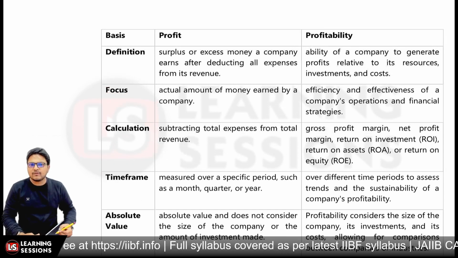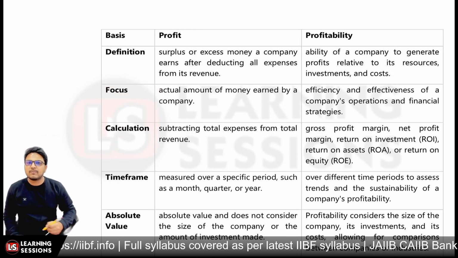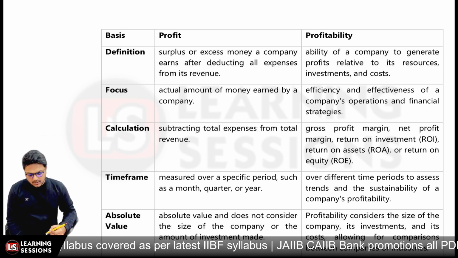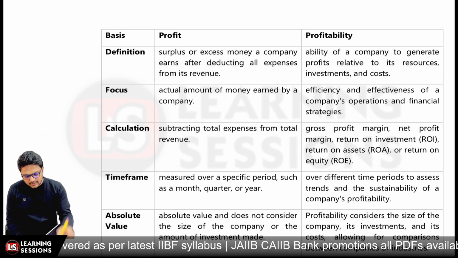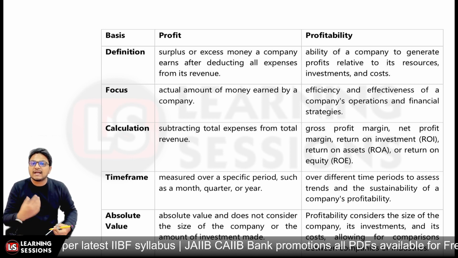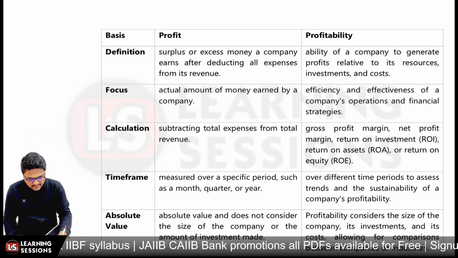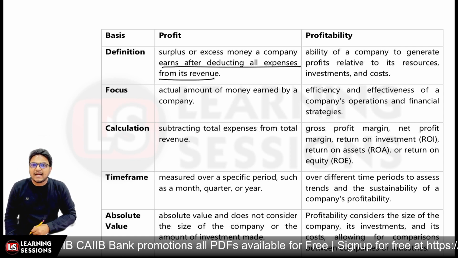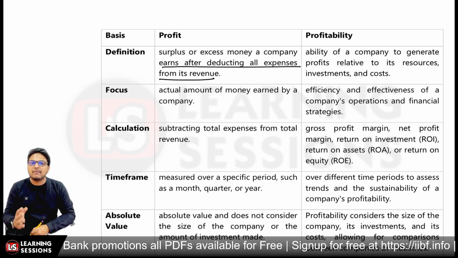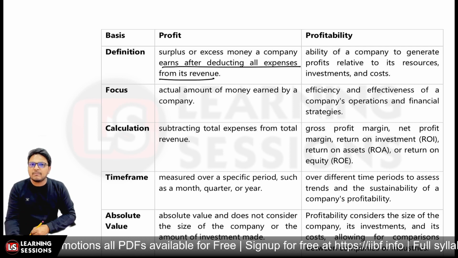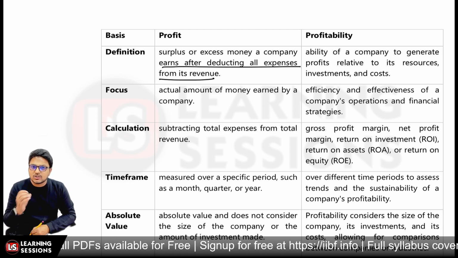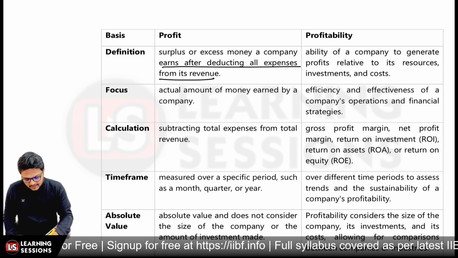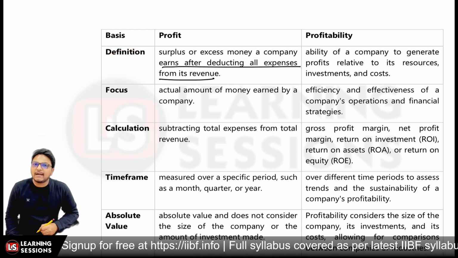Further, now let's move on and discuss the differences between profit and profitability. Now, what do you mean by profit? Profit is a figure related to the surplus we have after deducting all the expenses. That is what indicates the profit, right? And when we are talking about profitability, it is the ability of the company to generate profits from the resources which are available. That's the definition of profit and profitability.